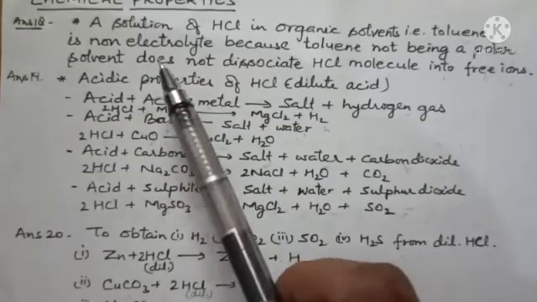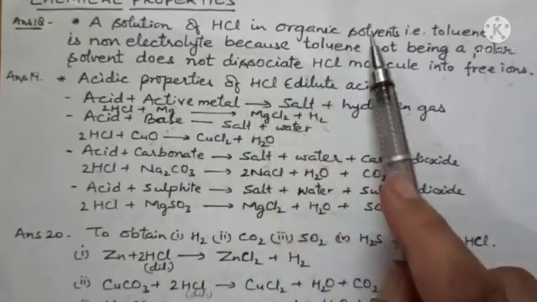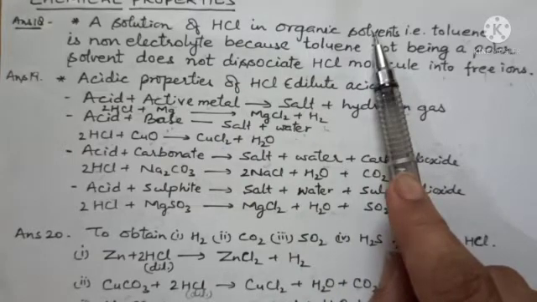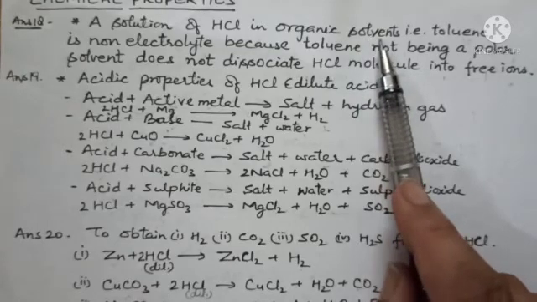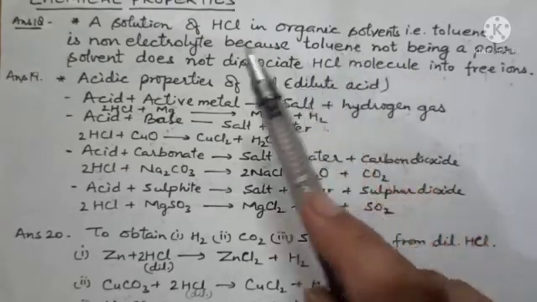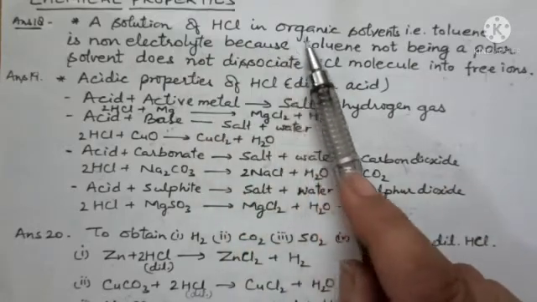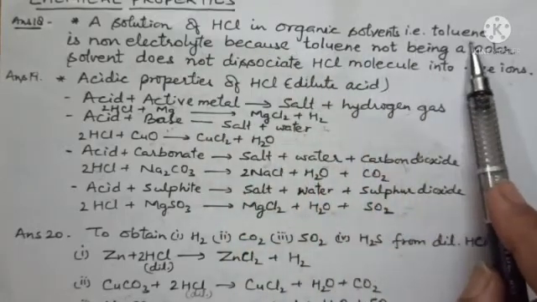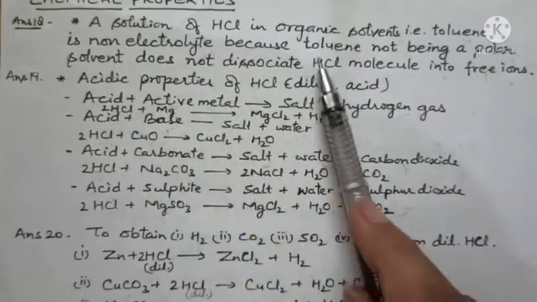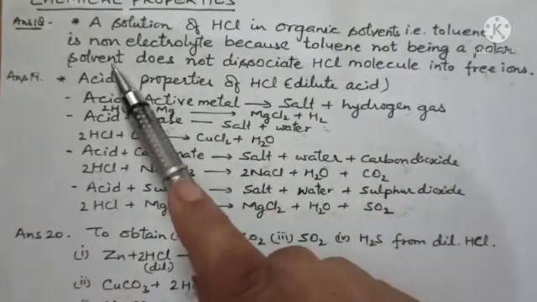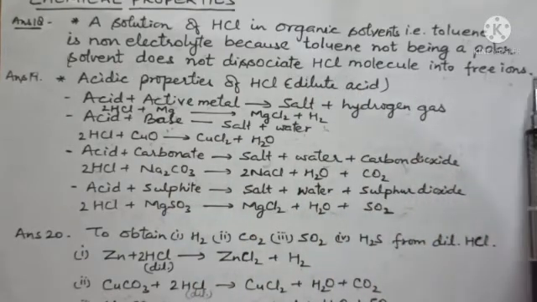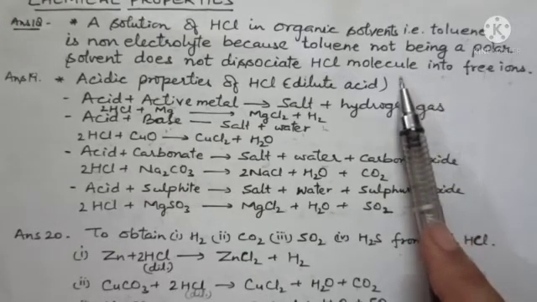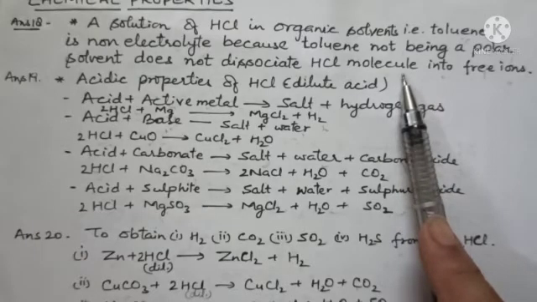Understood? But a solution of hydrogen chloride in an organic solvent is a non-electrolyte, and does not exhibit acidic properties. Why? Because when hydrogen chloride is dissolved in an organic solvent like toluene, it becomes a non-electrolyte, because toluene, not being a polar solvent, does not dissociate hydrogen chloride molecules into free ions. Understood? In the same way, it does not exhibit acidic properties.